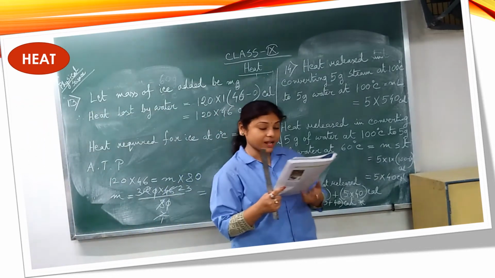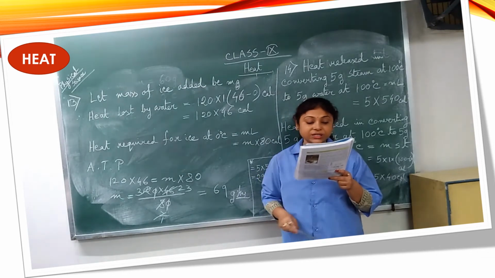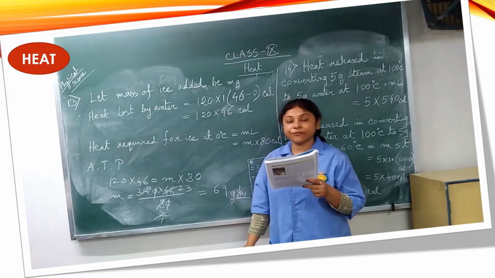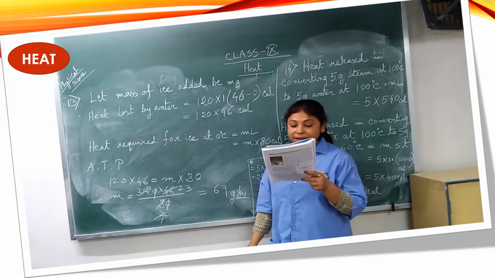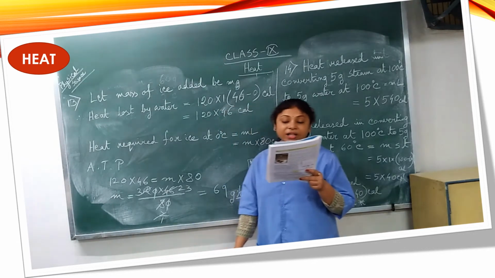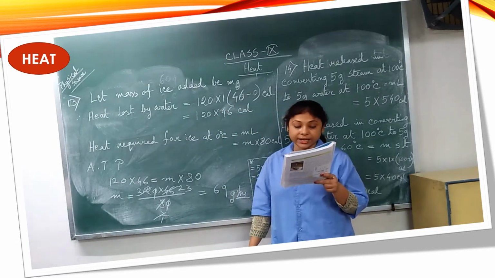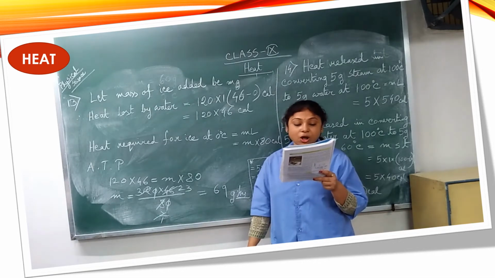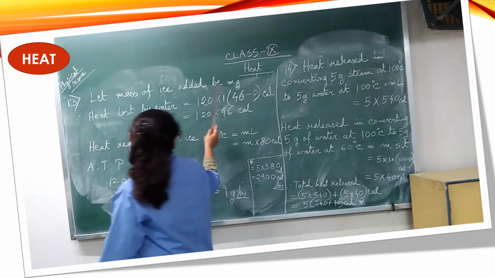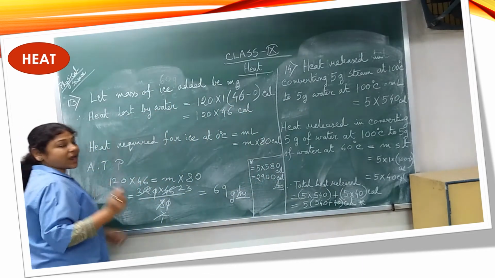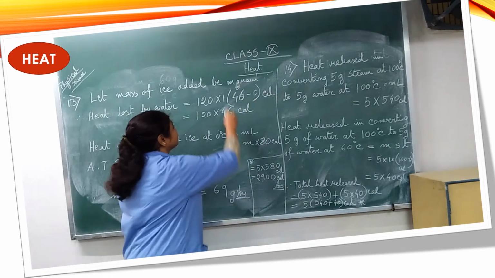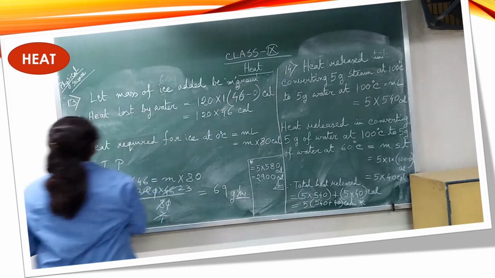Now, question number 13. After a few pieces of dry ice had been added to 120 gram of water at 46 degrees Celsius, the final temperature of the mixture was found to be 0 degrees Celsius. What is the mass of ice added? Latent heat of ice is equal to 80 calorie per gram. So simple, let the mass of ice added be m gram.